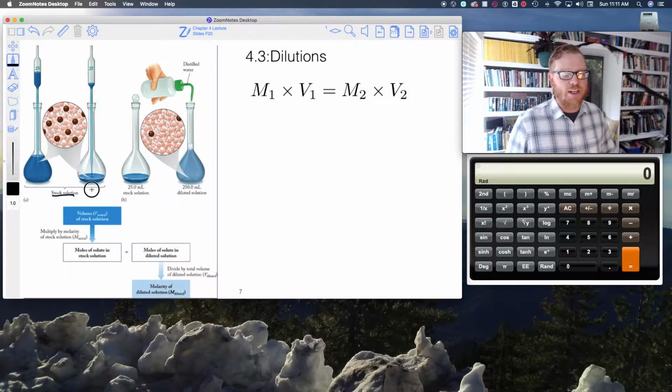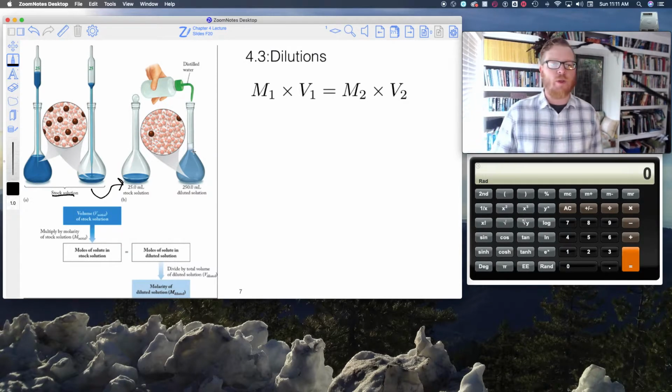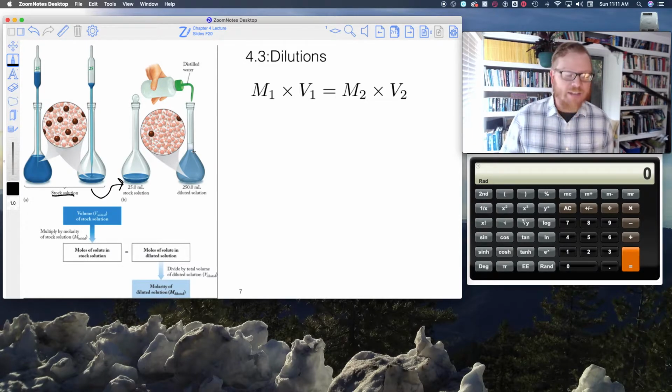Okay? You transfer it to a new container. So now you've got 25.0 mils of your stock solution. Then you would add water or whatever the other solvent was. In this case, we've only been talking about water as a solvent, but we could use alcohol as a solvent. We could use oil as a solvent, okay? There's a number of things we could use as solvents. Mostly in this class, we're just going to be talking about water, though.